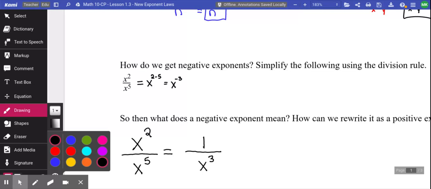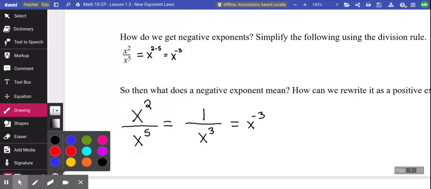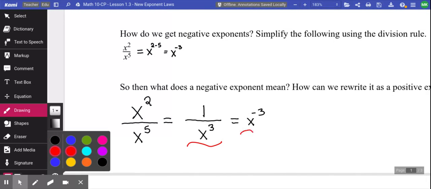Now, I just did the same question a different way, and I have 2 different answers. This one, I used the subtraction rule. I got x to the negative 3. This one, I used my way of doing it, and I got a positive value on the bottom. So what that means is that these 2 things must be the same. This and this are the same.